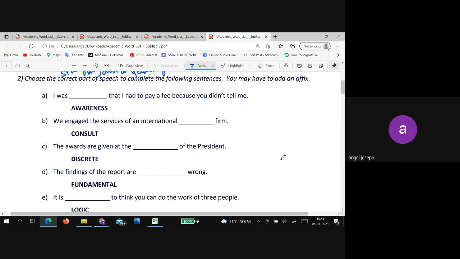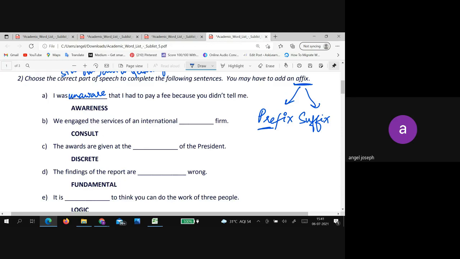Unaware. Unaware. The first one is done and we had to put an affix. When we say affix, we can put a prefix. Pre is before the word. Another word I'm giving you here is suffix. Suffix is after the word. So in this case we had to put a prefix. So it becomes unaware. I was unaware, I did not know.